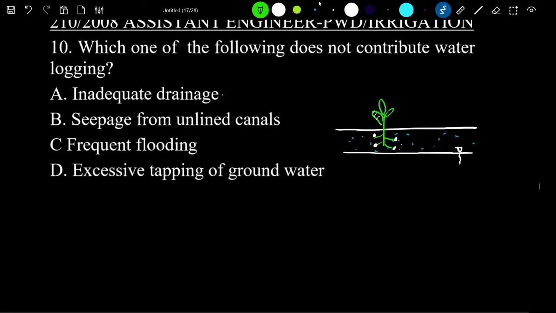So here from the options we can see, if the drainage is inadequate, obviously it will lead to waterlogging. Seepage from unlined canals also will lead to waterlogging. Flooding of course will lead to waterlogging, and excessive tapping of groundwater is less likely to lead to waterlogging, because the water table will only decrease when there is excessive tapping of groundwater.